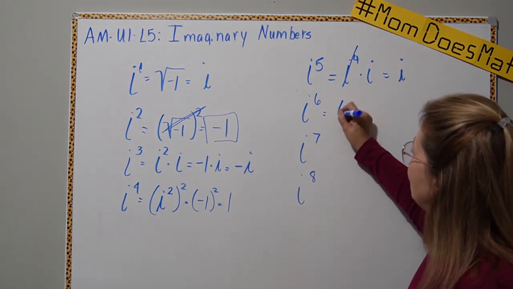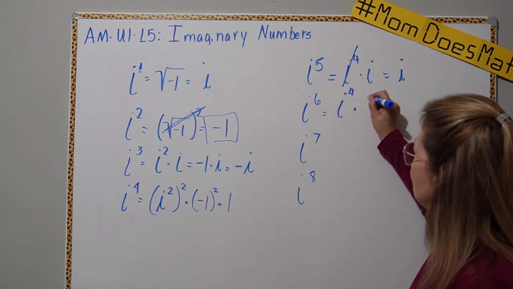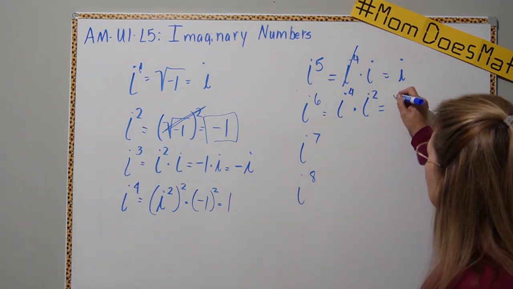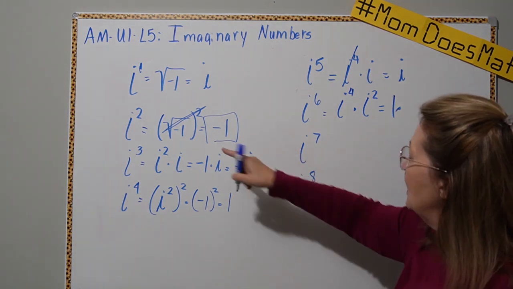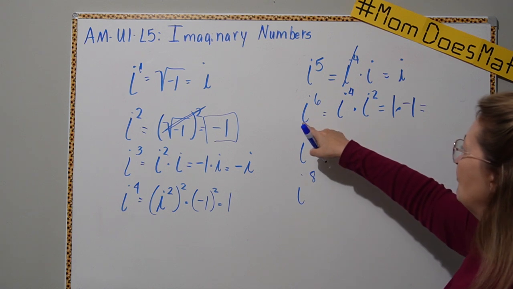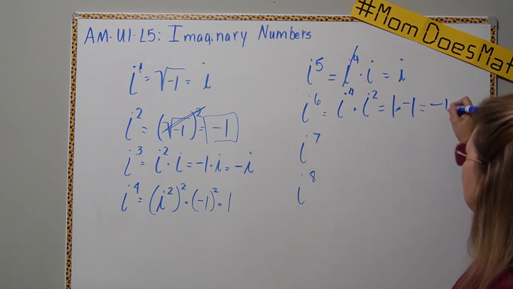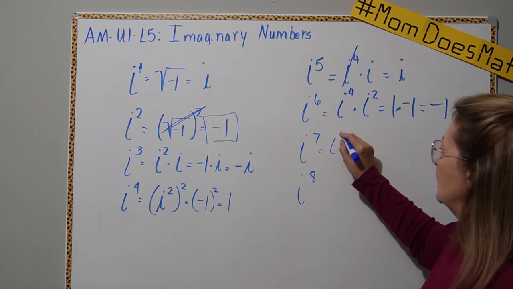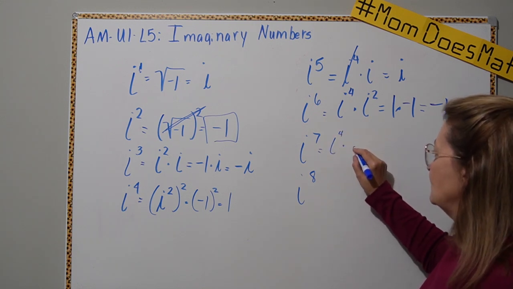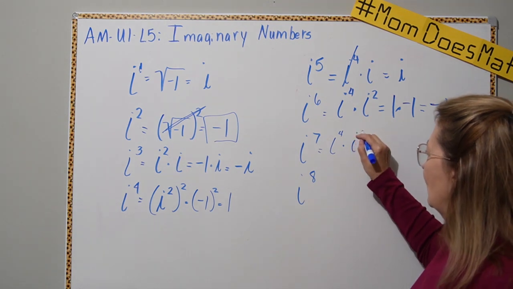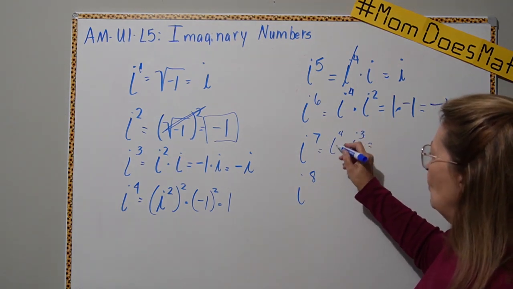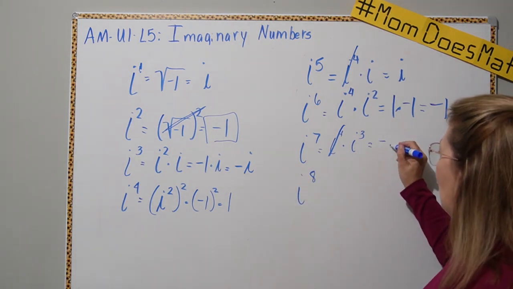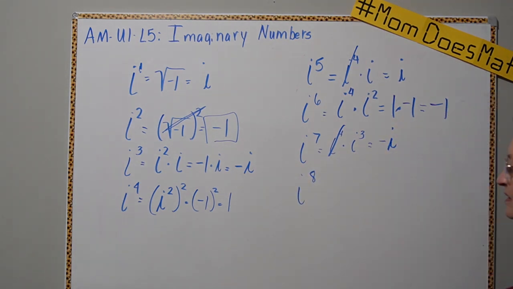All right, i to the sixth, I could rewrite as i to the fourth times i to the second. All right, i to the fourth was +1. And what was i to the second? -1. So the simplified form of i to the sixth is just -1. All right, let's do i to the seventh. Once again, we're going to go with i to the fourth times i to the third. What is i to the fourth? It's just +1. And what is i to the third? Well, it was -i. 1 times -i is -i.